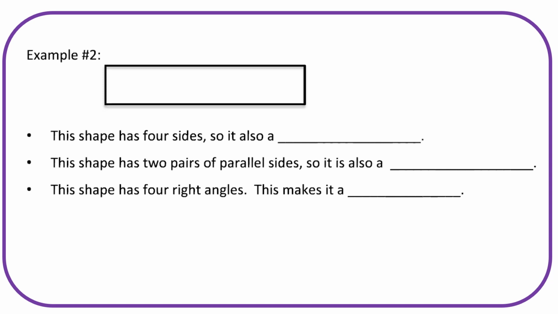Let's do example 2. Remember from earlier in the video I had mentioned that if you're having a hard time thinking of the names to these figures based on the explanations that are given, page 14 in your packet has descriptions of each quadrilateral that you can use. Alright, let's begin with example 2. This shape has 4 sides, so it is also a quadrilateral. Remember, 4 sides, quadrilateral. This shape has 2 pairs of parallel sides, so it is also a parallelogram. 2 pairs of parallel sides, parallelogram.